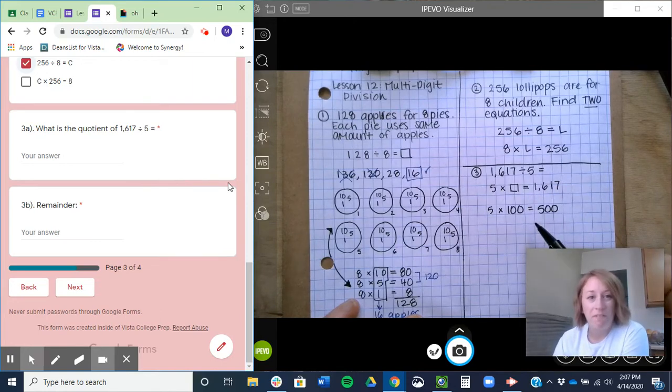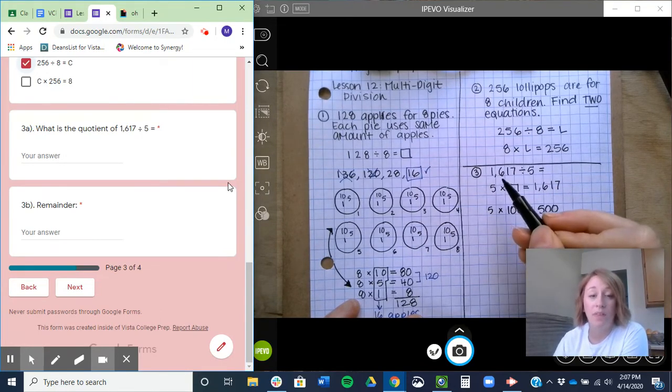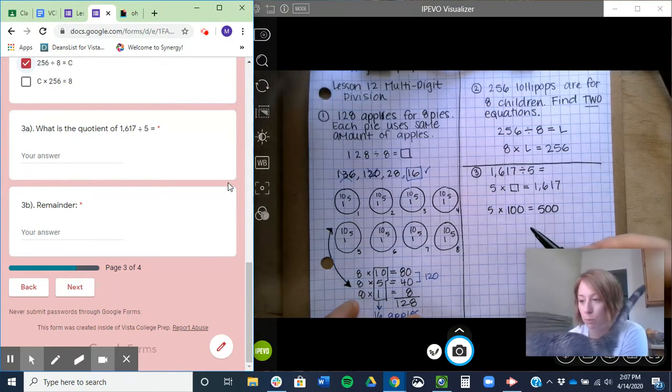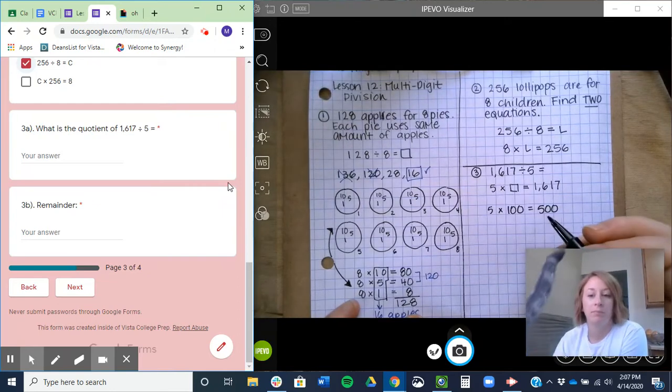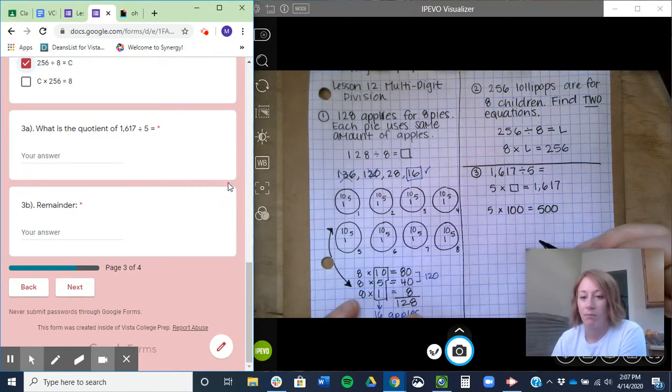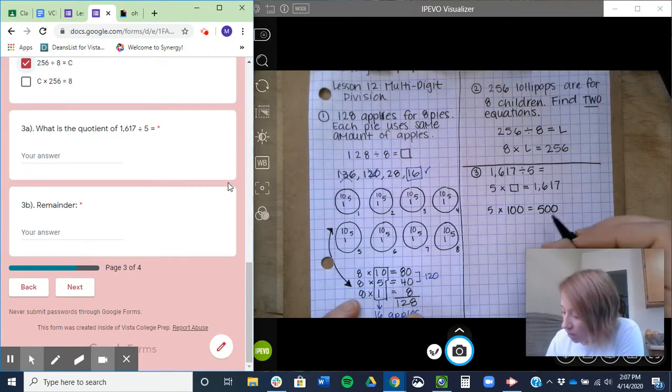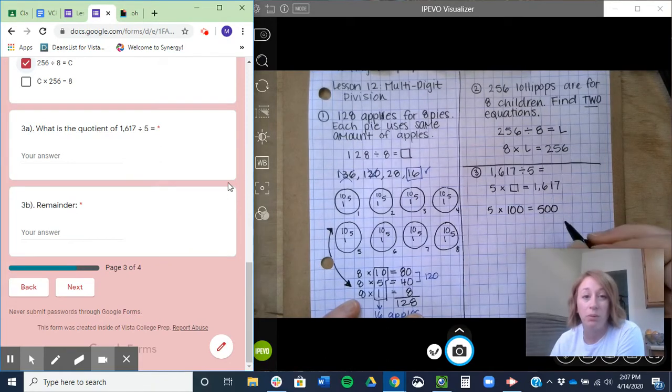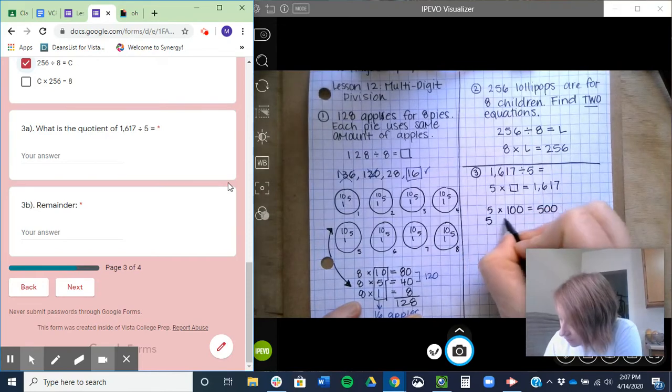Could we multiply 5 times 100 again and not go over 1,617? What's that, Katie Badge? I say we could do it again. We know that 500 plus 500 equals 1,000. It's getting us closer, but not quite there.